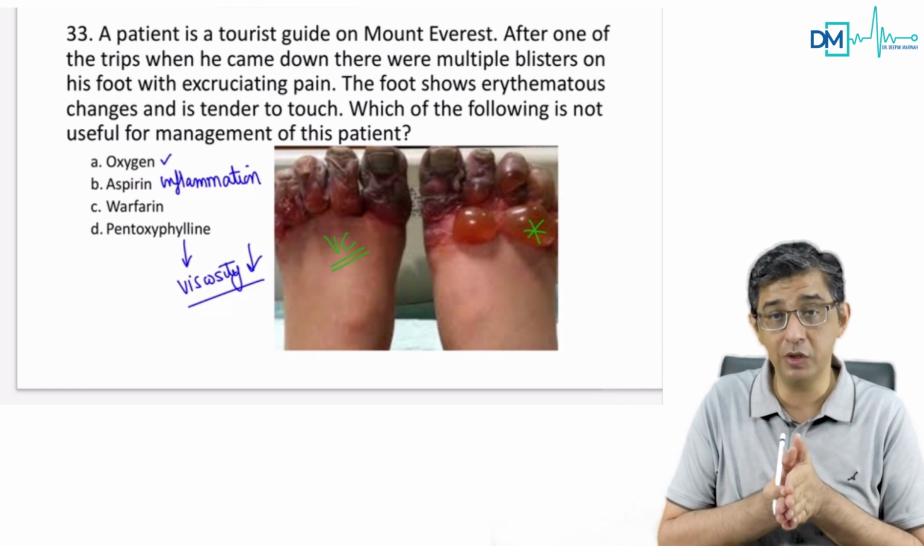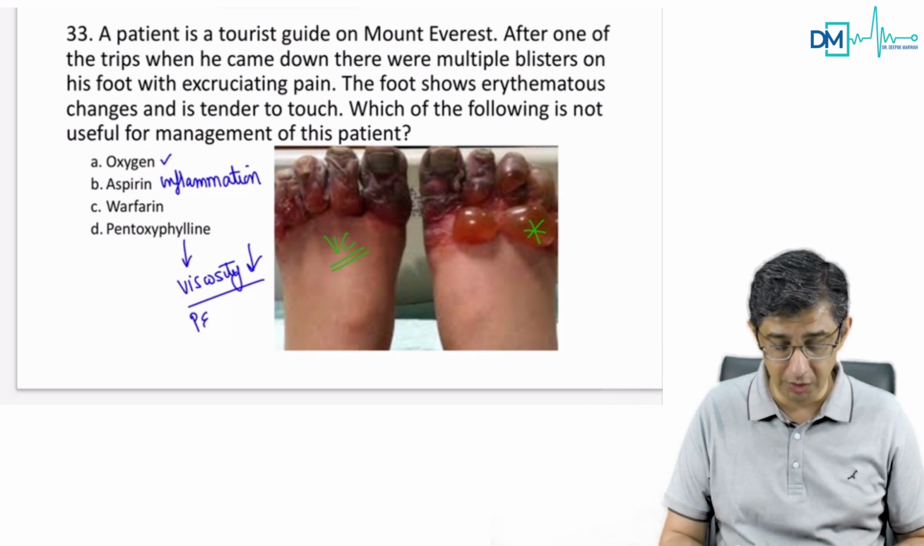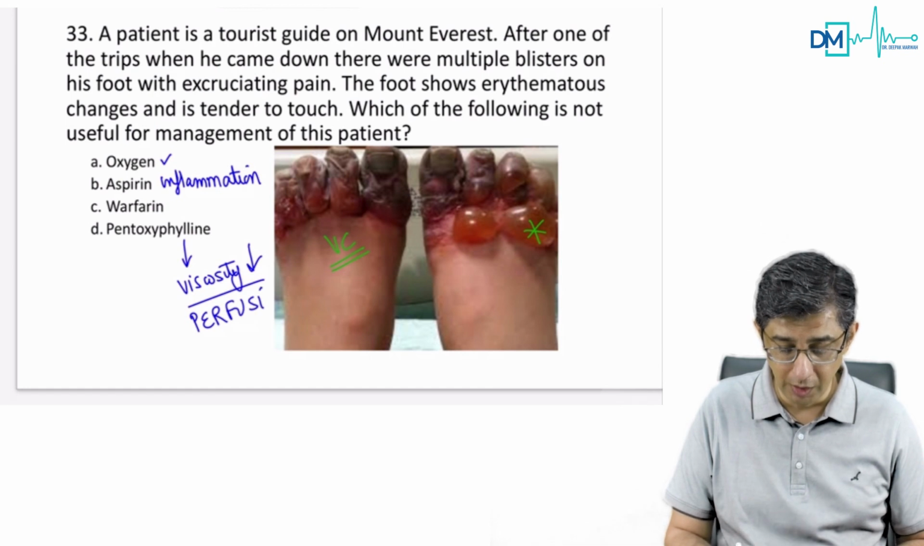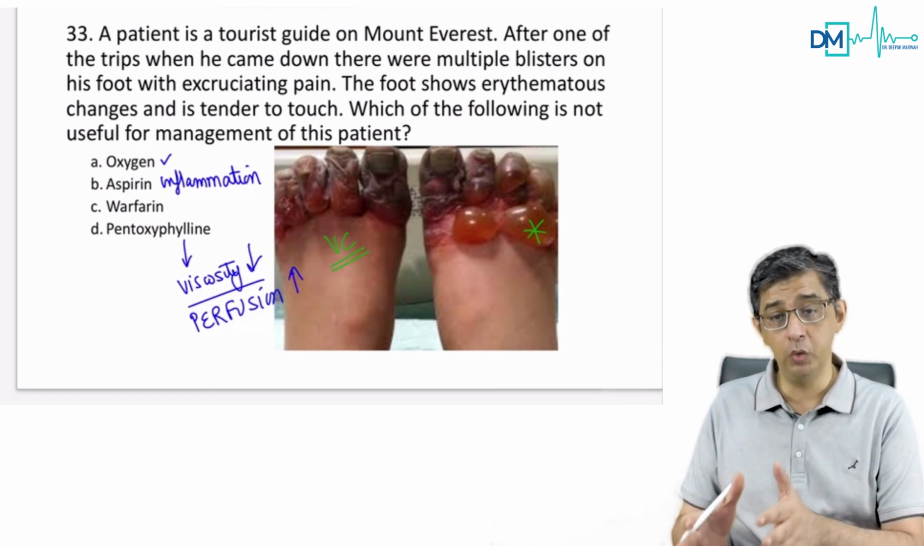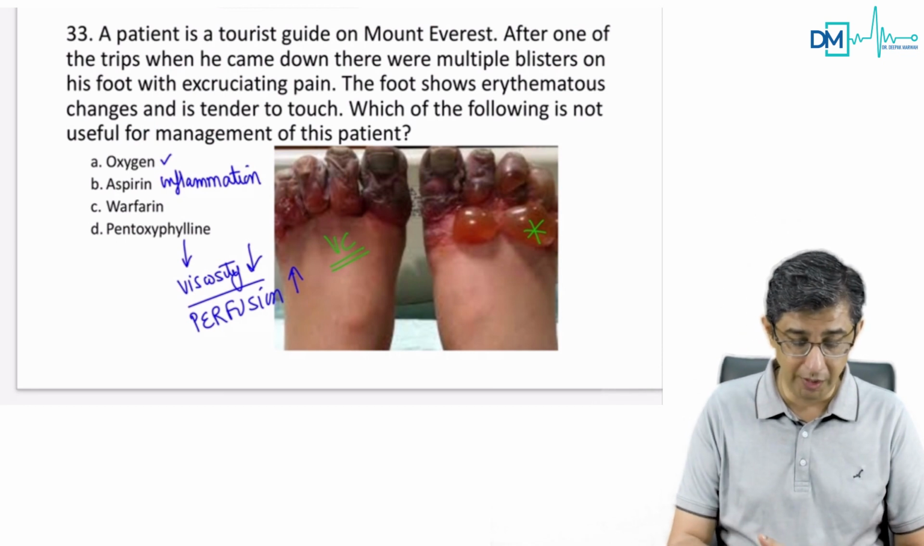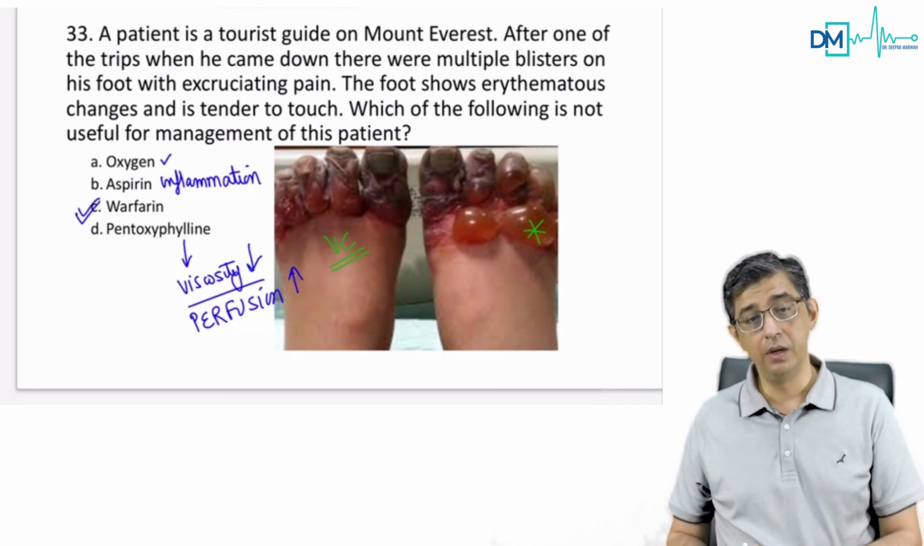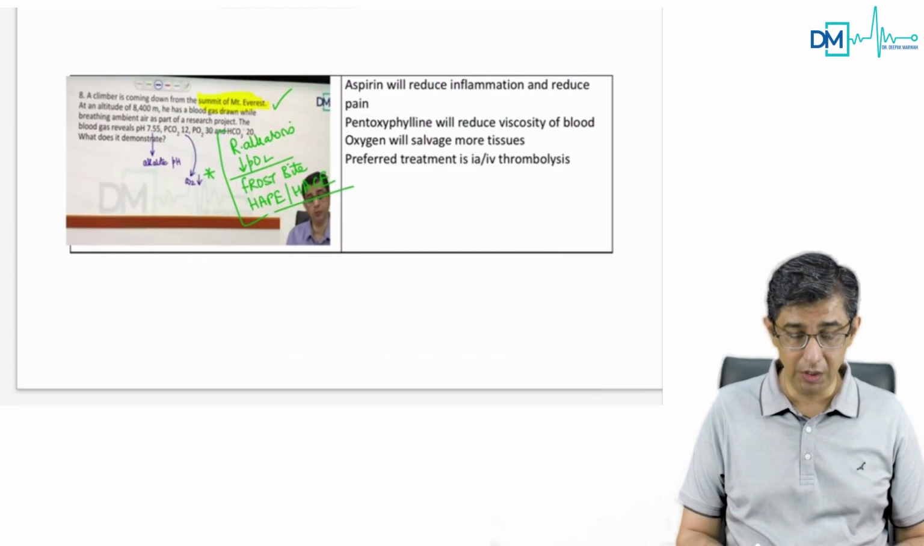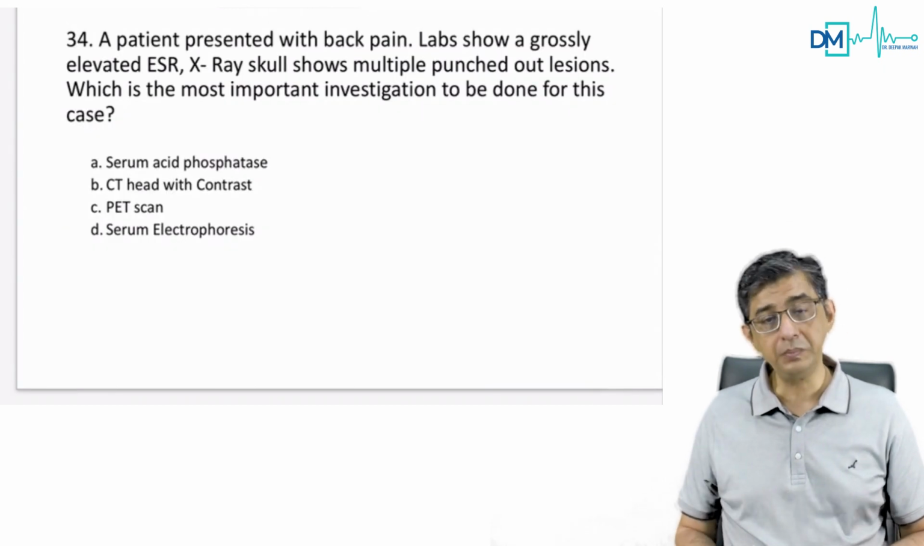If you reduce the viscosity of blood, what will happen? The perfusion to the distal tissues will improve. And if the perfusion to the tissues improves, the chances of gangrene in this person will reduce. But there is no role of anti-clotting drugs like warfarin in this person. So the correct answer to this question is C. We move to the next one.